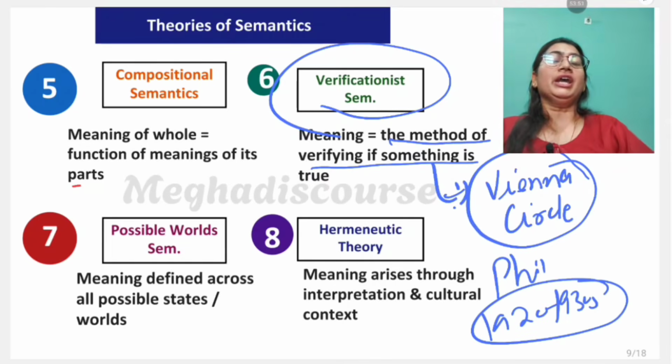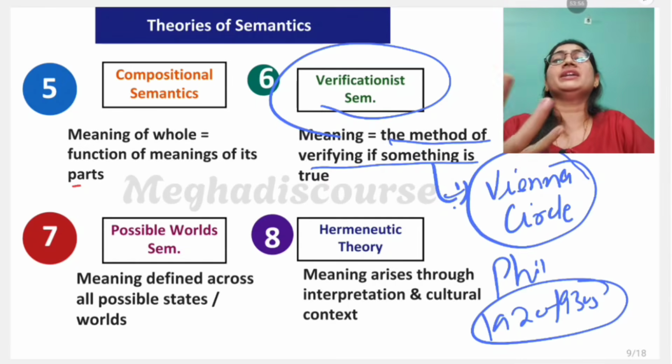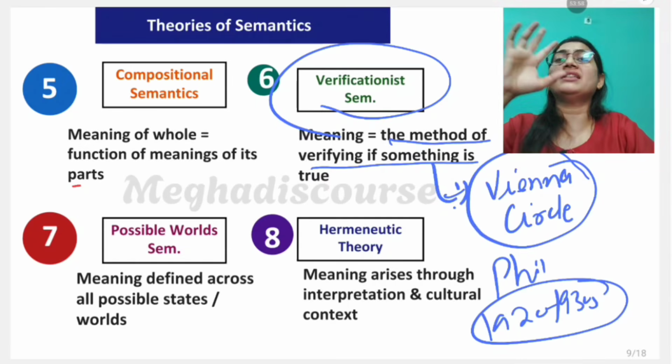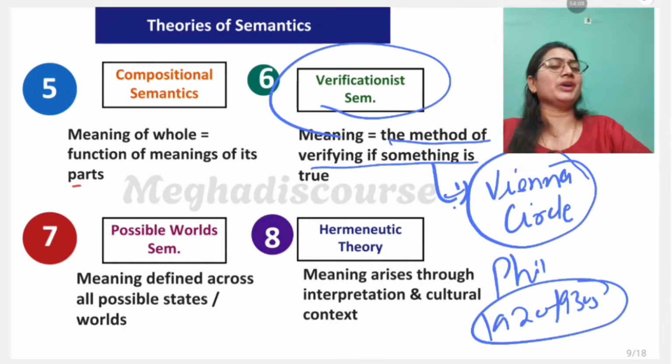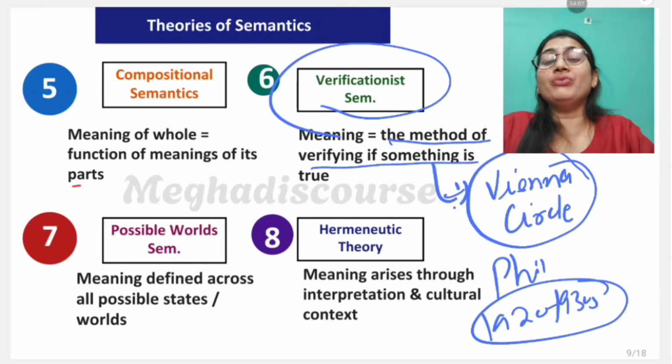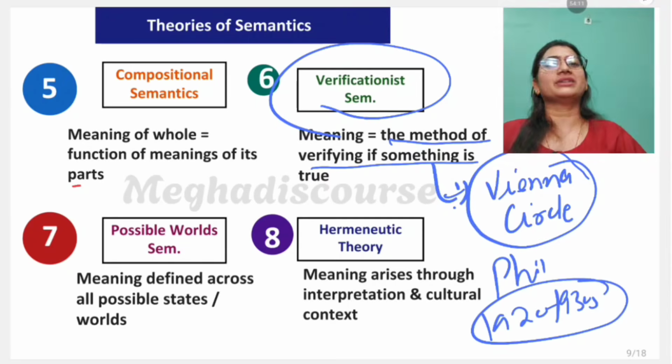Now they said, if you can verify a sentence is true or not, then you can give the meaning or you can understand the meaning behind the word or a sentence. Simple meaning. And if you cannot verify a statement, if you have no way to check if it is true or if it is false, then you cannot get the meaning.